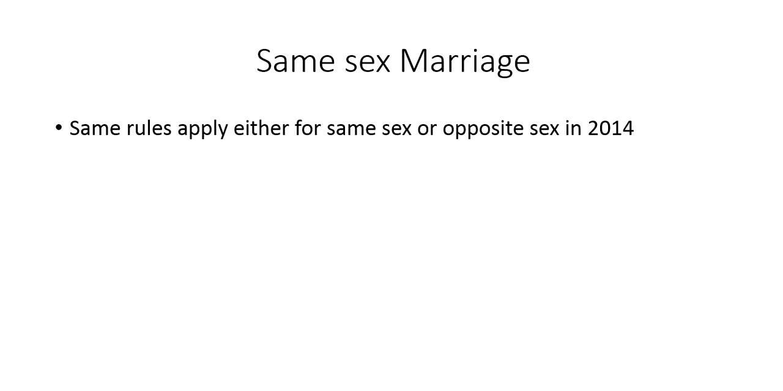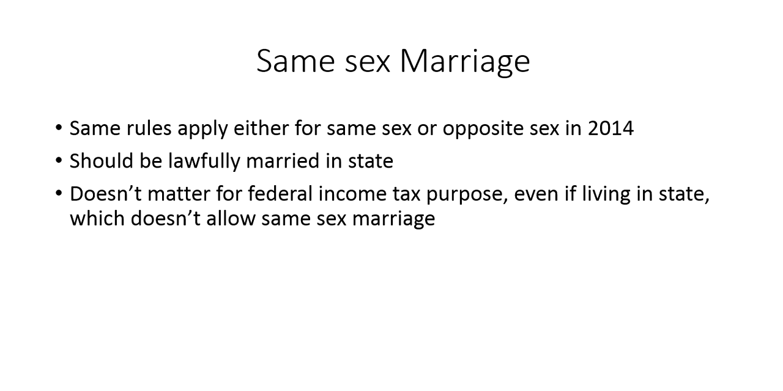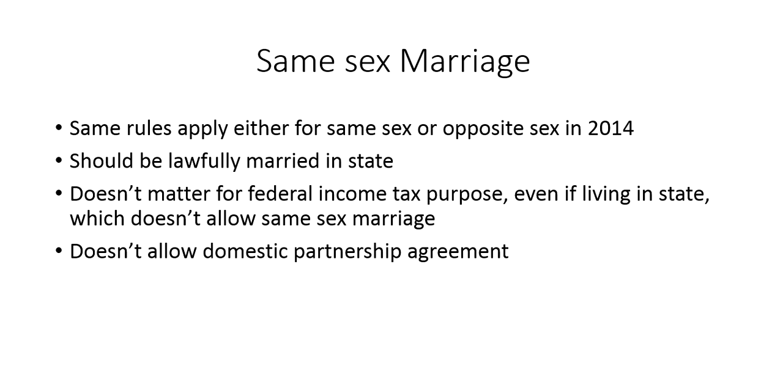Okay, now the same-sex marriage. In 2014, there is a new rule which states that same-sex marriage and opposite-sex marriage have the same rules. Now we will talk about what the rules are. The definition of marriage for federal law is that both individuals should be lawfully married in a state. So if you are married as a same-sex couple, you should marry in a state which allows same-sex marriage. And it does not matter if you now shift to another state which does not allow same-sex marriage. For federal income tax purposes, you can file a joint return, as long as you were married in a state which allows same-sex marriage.